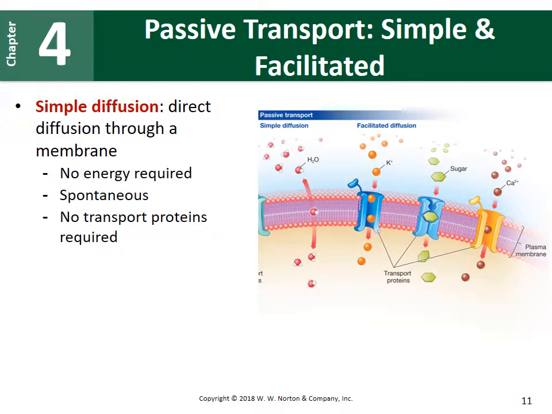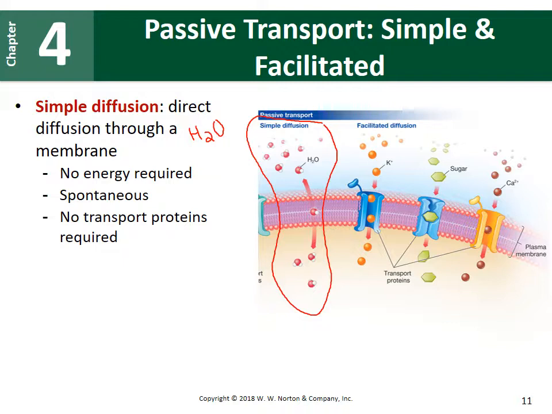A type of diffusion that occurs across a plasma membrane is simple diffusion. So this is when we have direct diffusion through a membrane, so no energy is required, it is spontaneous, and there's no transport proteins that are required. An example of this is shown in the image here with water. Water molecules are fairly small. They have 3 atoms to it because they're H2O. They have 2 hydrogens, 1 oxygen, so 3 total atoms in that molecule. Because water is so small, it can pass through that plasma membrane, or it can use simple diffusion to go from high to low concentration.